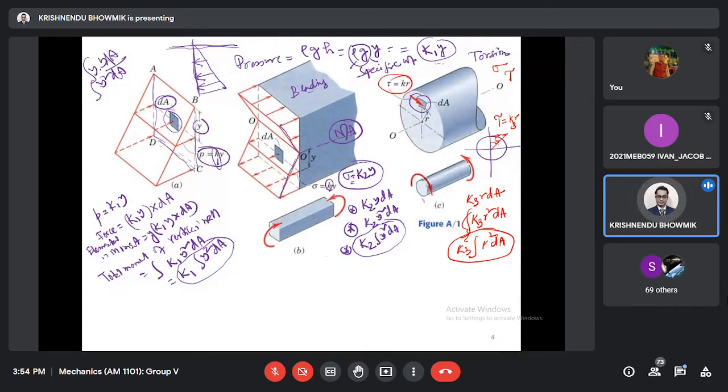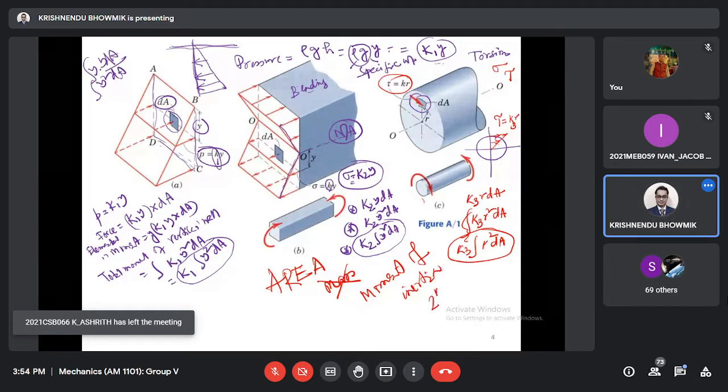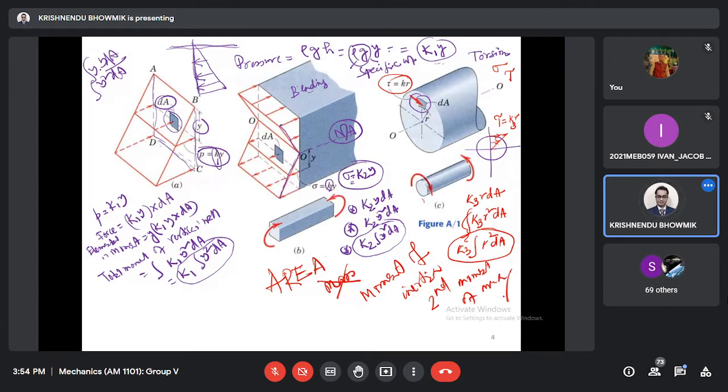Now this moment of area is known as second moment of area or moment of inertia. Area moment of inertia. From that we got this word, not mass, okay? Area, not mass. Area moment of inertia, or we call it second moment of area. That concept has come from the application point of view. Is it clear up to this?